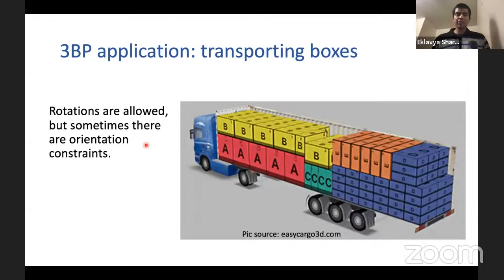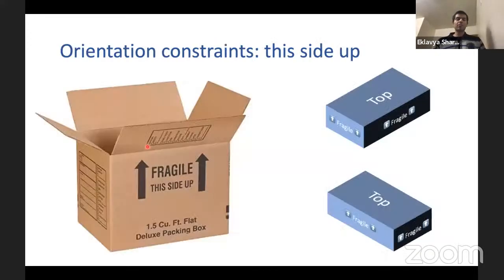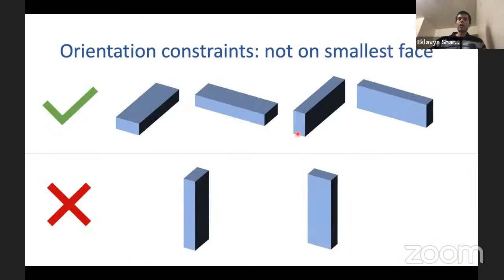And three-dimensional bin packing finds applications when we want to pack a lot of boxes into shipping containers for transporting them. Here rotations are allowed, but sometimes there are orientation constraints. For example, some items are fragile, and so they'll need to have a certain face on top. So we can only rotate it about the vertical axis, so there will be only 2 possible orientations. And let's say there's a very long item, and we don't want to keep the item on its smallest face because then the pressure on this face will be large and the object can get damaged. So of the 6 possible orientations, 2 are forbidden and 4 are allowed.